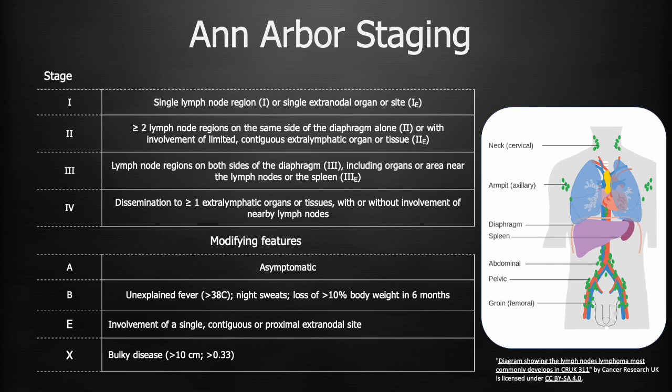The Ann Arbor staging system is a useful tool for determining the prognosis for patients with Hodgkin lymphoma and for guiding treatment decisions. Hodgkin lymphoma patients with early stage Hodgkin lymphoma, stage 1 or 2, generally have a good prognosis and can be cured with radiation therapy or chemotherapy. And patients with advanced stage Hodgkin lymphoma, which means stage 3 or 4, have a worse prognosis, but many of these patients can still be cured with a more aggressive treatment regimen.